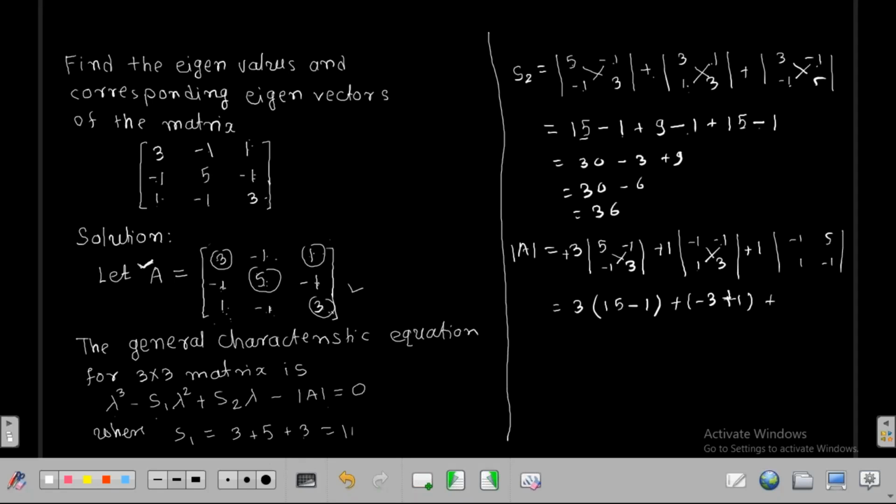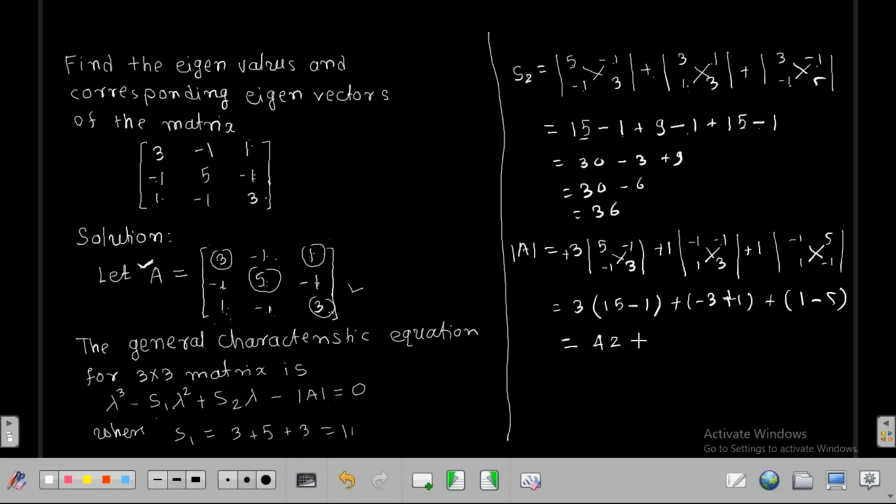Now this plus here also 1. So minus 1 into minus 1 is here plus 1. So right here minus 2, multiply these two numbers. 5 ones are 5. So now 3. So 15 minus 1 is 14. Now we can directly calculate here. 15 minus 1 is 14. 14 into 3 is here 42.